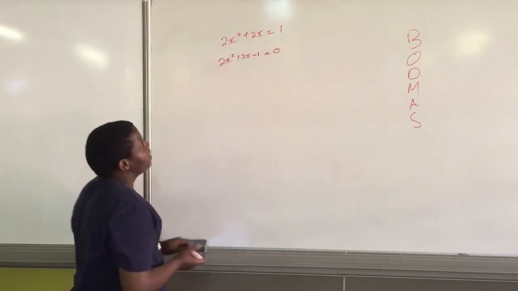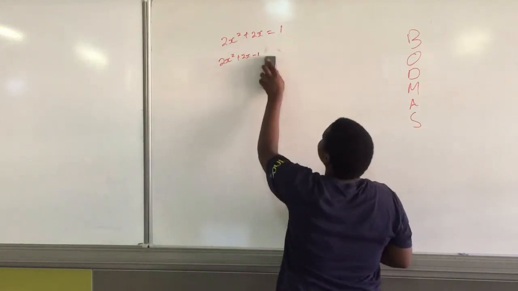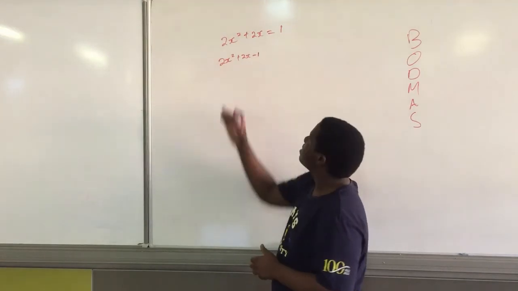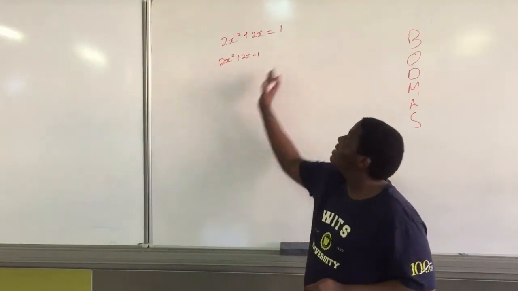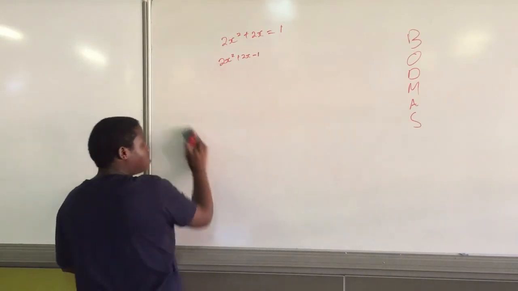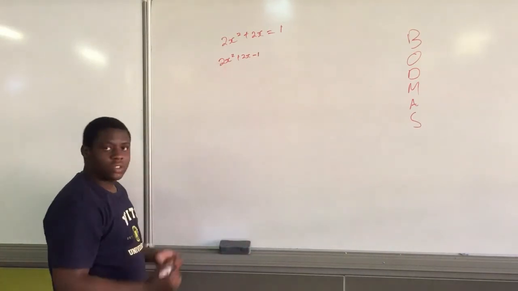we can see, if you hide this equals to 0, you can see that this is a trinomial, something that you've already touched on in the video. This is a trinomial. So we can solve this as you would solve a trinomial, which is to factorize it.